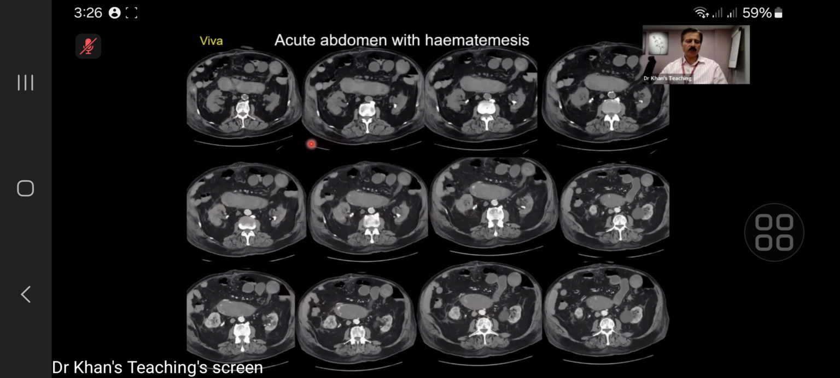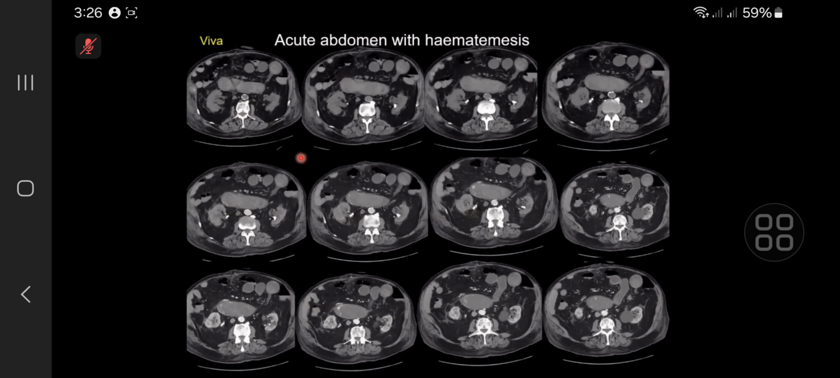Acute abdomen with hematemesis. Sir, I can appreciate a fluid density linear structure in the central abdomen, engaging the abdominal aorta. In the post-contrast images, I can see a few areas of contrast as well. And this area seems to communicate with the bowel in the upper two rows. So it is likely a bowel-like structure with disrupted peripheral contrast areas.